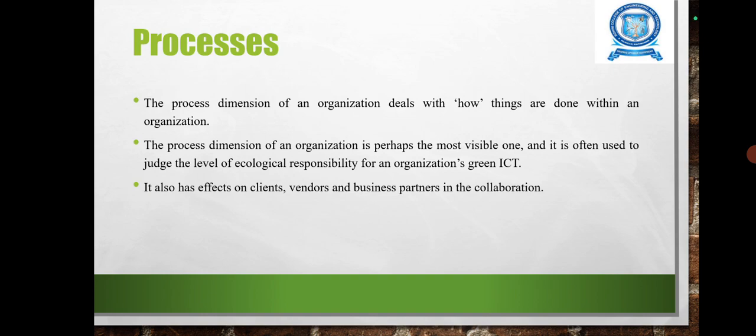Here we have the process dimension of an organization, which is perhaps the most visible one, and it is often used to judge the level of ecological responsibility of an organization's green ICT. That means the process dimension has immediate and measurable effects on a business operation's carbon footprint. It also has effects on clients, vendors and business partners in the people collaboration.